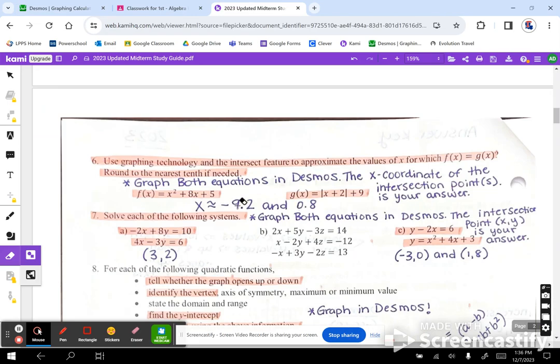So that is where these two numbers come from. Okay, you don't have to calculate anything, no algebra at all. All you have to do is know how to type in both of these equations in Desmos. I want you to practice that. Make sure that you can get these two answers.